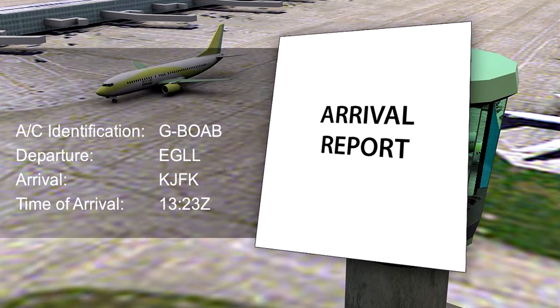The arrival report must include the aircraft identification, departure aerodrome, destination aerodrome, and/or arrival aerodrome, and the time of arrival. In most cases, and certainly at controlled aerodromes, the Air Traffic Service Unit at the destination aerodrome will carry out the task of completing and filing the arrival report. This is the end of the lesson on flight plans. Hopefully, you will now understand some of the more procedural elements of a flight plan and how they can assist in air traffic management.